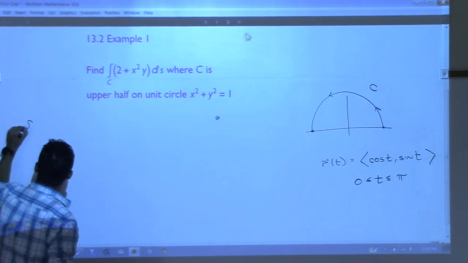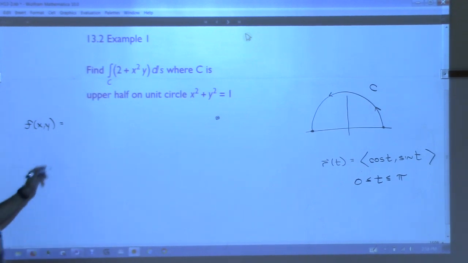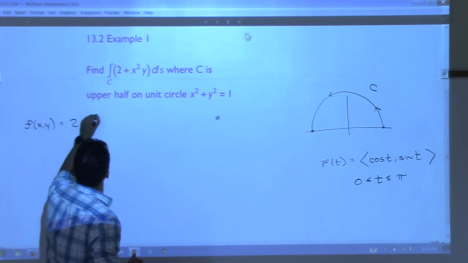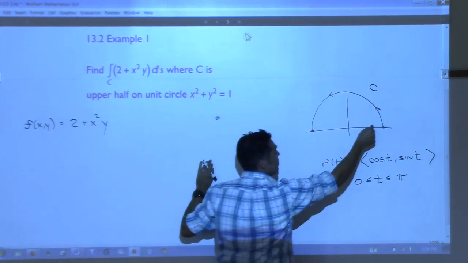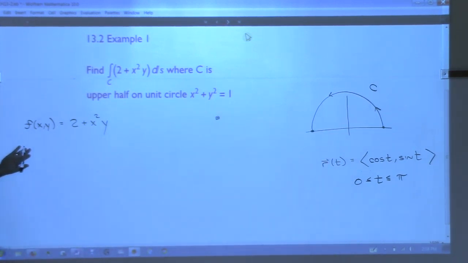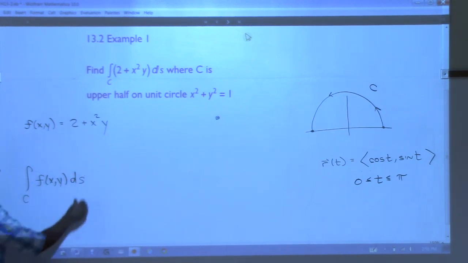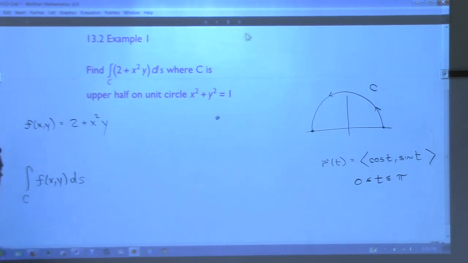So what is our function? What is our surface function, f of x, y? What is it for us here? 2 plus, that's all right, 2 plus. This is the surface, right? This is the domain. These are the points that are getting plugged into that surface. Okay, so we're trying to find this: the line integral with respect to little ds. Later on, that will be capital S. So little s right now.